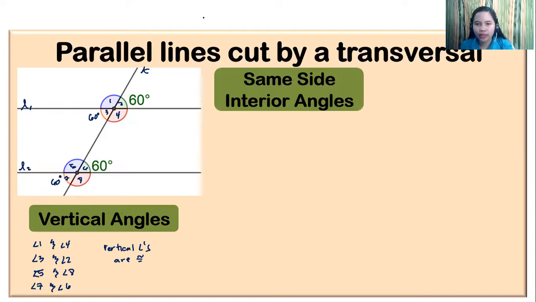So we have the term same side. It is the same side of the transversal, and interior, meaning nasa loob. Like angle 3 and angle 5. Same with angle 4 and angle 6. Angle 3 and 5, they are same side interior. And then we have angle 4 and 6, same side interior. Remember that the same side interior angles are supplementary angles.